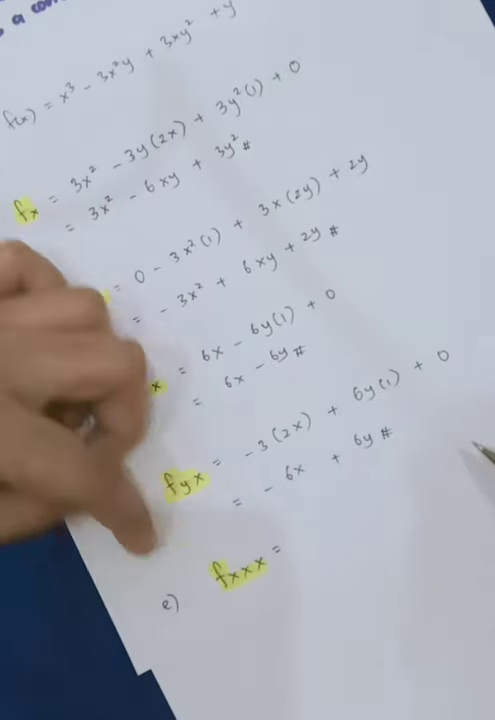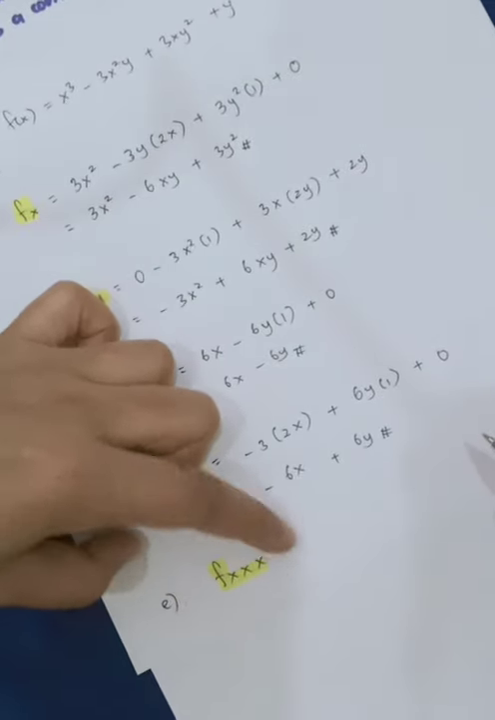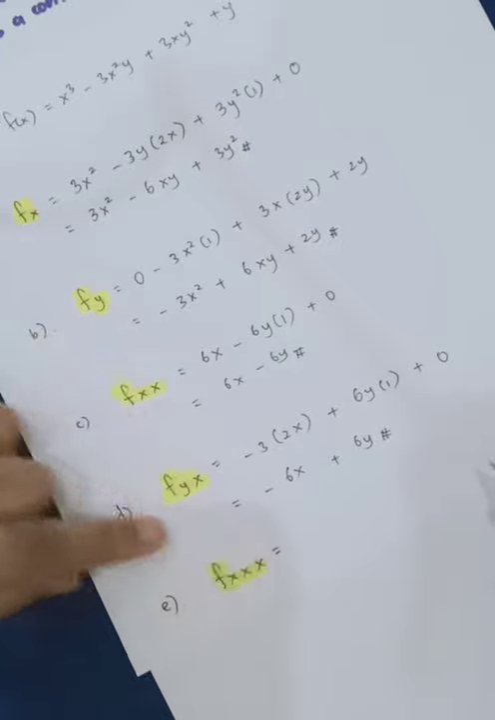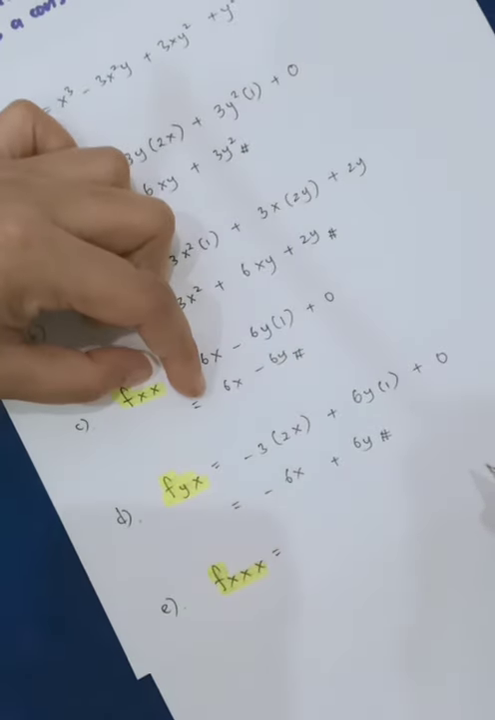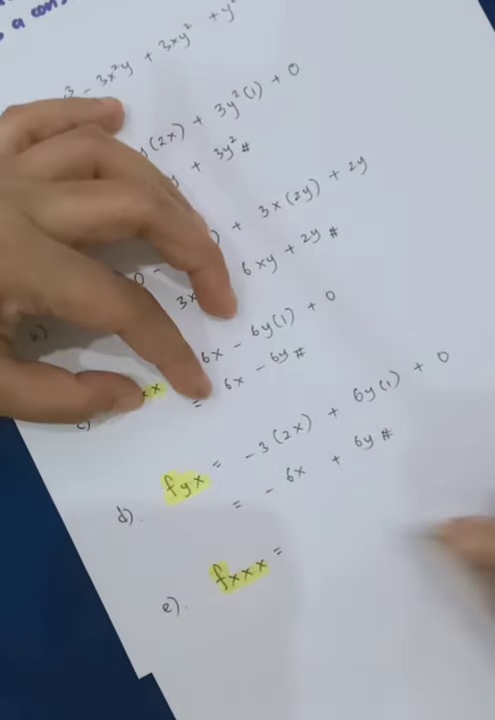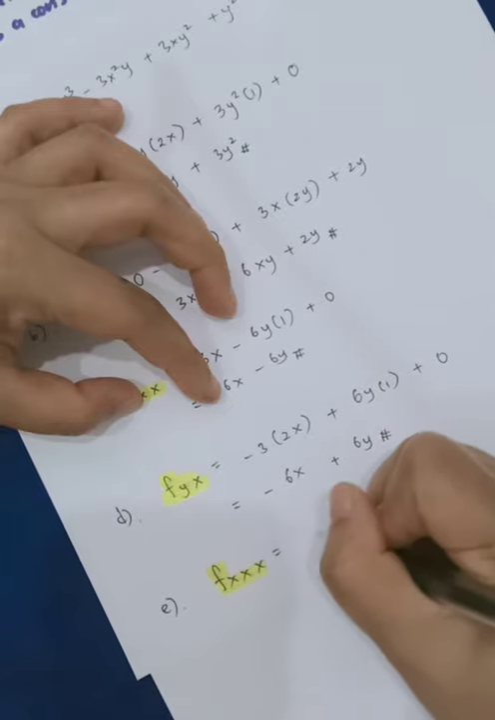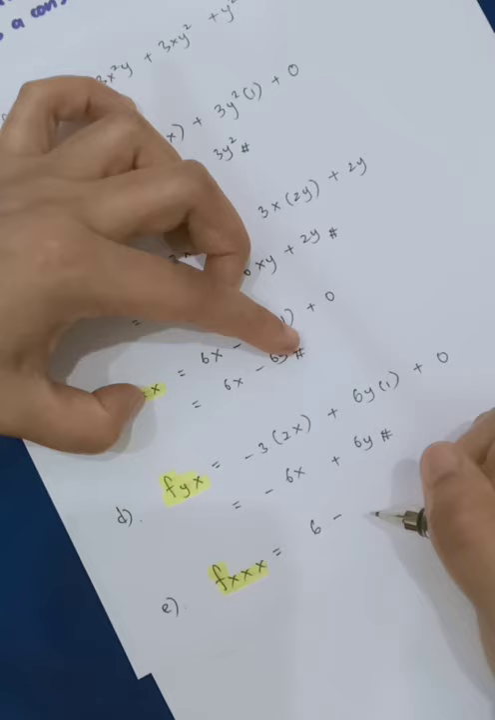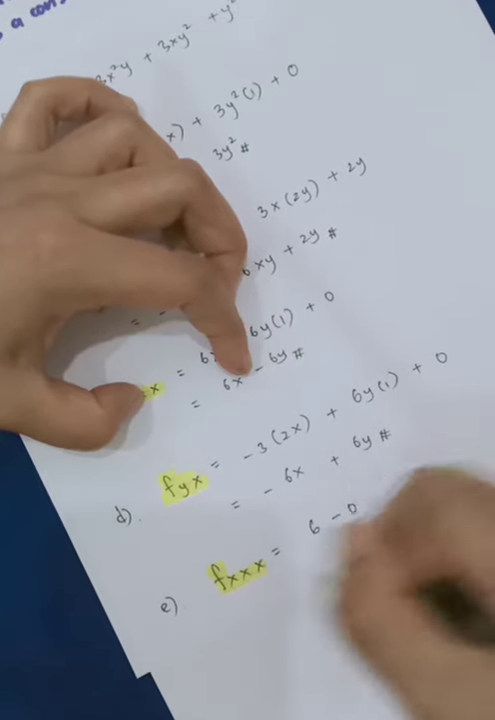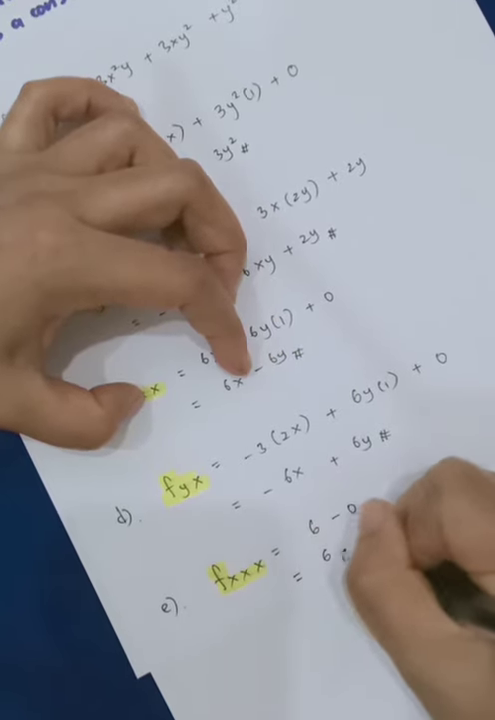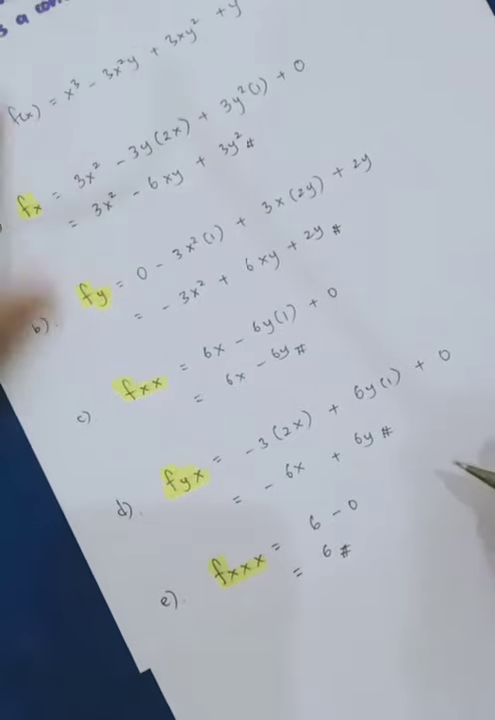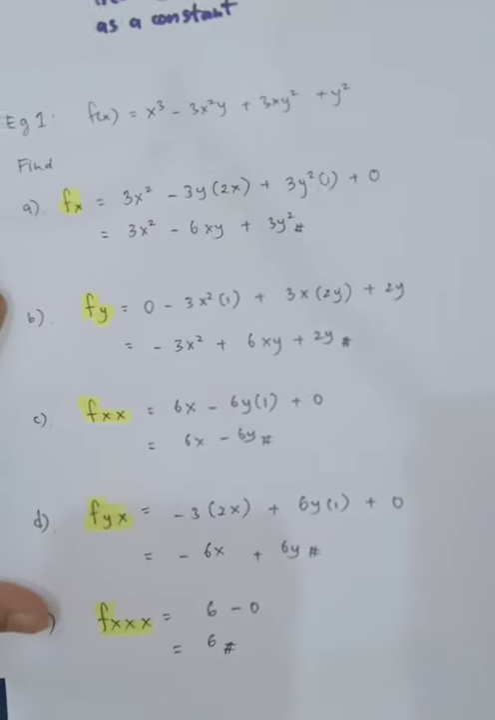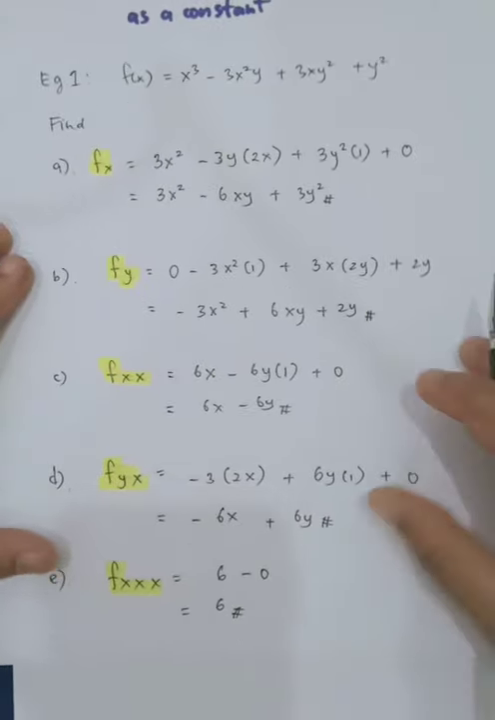And then for e, fxxx, differentiate 3 times. We use the answer in C, and then we have to differentiate one more time. Differentiate 6x, we get 6, minus, differentiate negative 6y, constant, we get 0. So the answer is only 6. I hope you understand example 1.